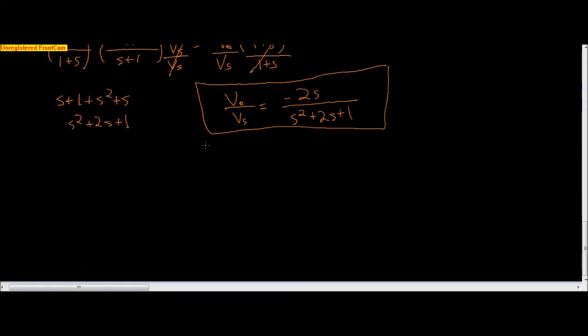Okay, so now we got the answer, and the second part of the problem was it wanted the bandwidth, the band center, or the resonant frequency, and the quality factor.